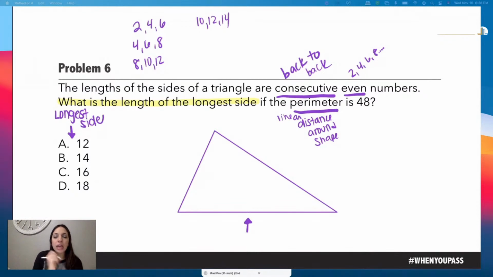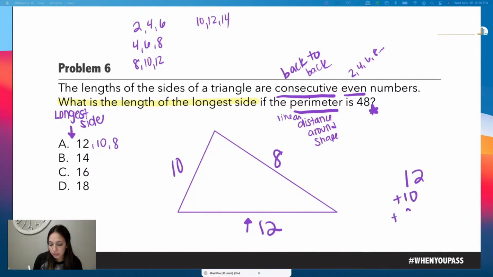So if 12 was the answer, then the other two sides would be 10 and 8, because those are consecutive even numbers, with 12 being the longest side. 12, 10, 8. And the perimeter is 48. Well, what is 12 plus 10 plus 8? 30. Is that our answer? Nope.